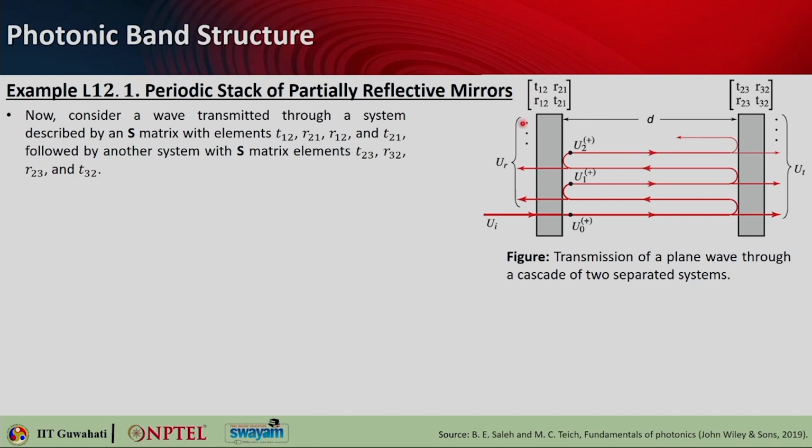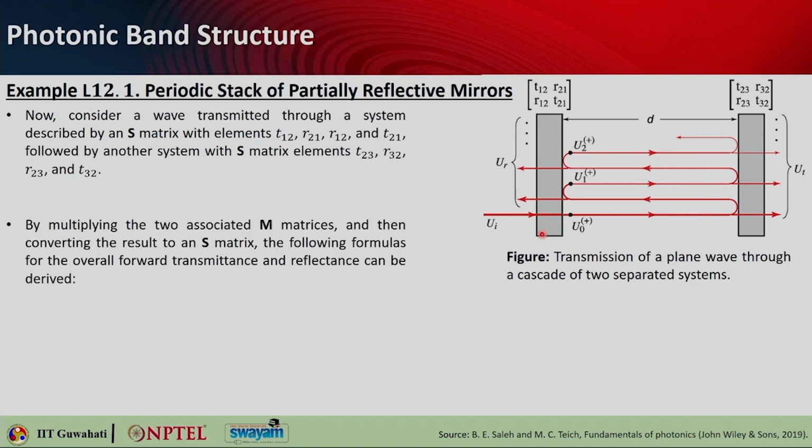So, these are easy to handle because we already know this transmission and reflection coefficient from the Fresnel equation. So, let us assume that this system has got two such separate systems, and these are the S matrix for these two separate systems. By multiplying the two associated M matrices, you can convert this into M matrix, this one into M matrix, multiply the M matrices and then convert it back to the scattering matrices, and you will be able to obtain the overall transmittance and reflection.